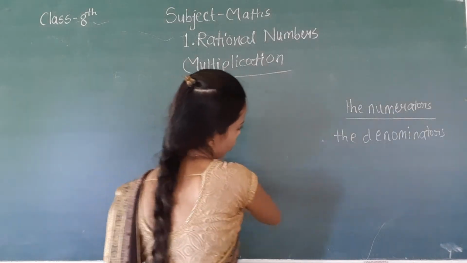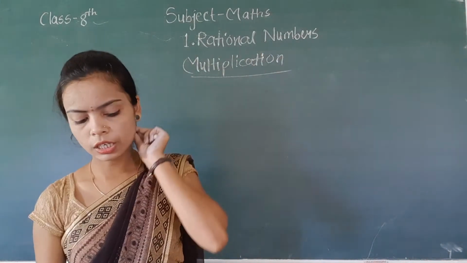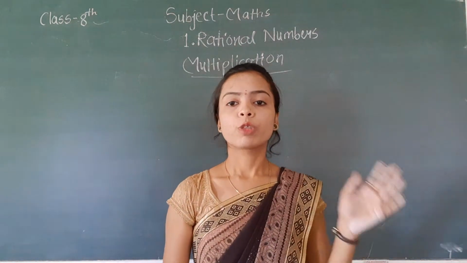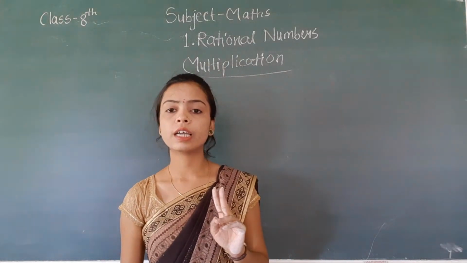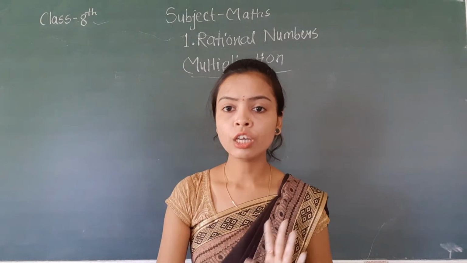Now tell me what is closure property. Closure property क्या होती है बोलो? Closure property is when you are multiplying two rational numbers and if your product is again a rational number, then we say that the closure property follows.